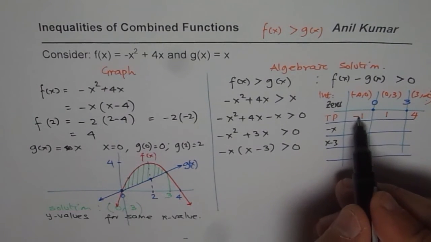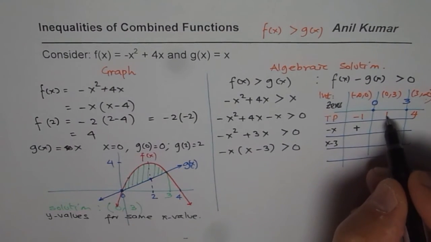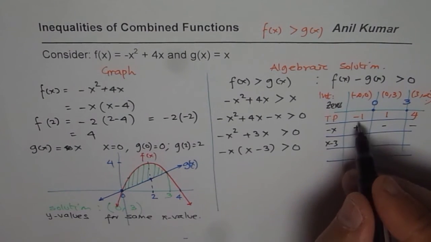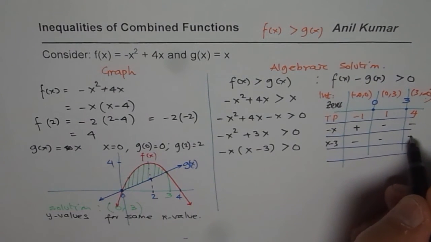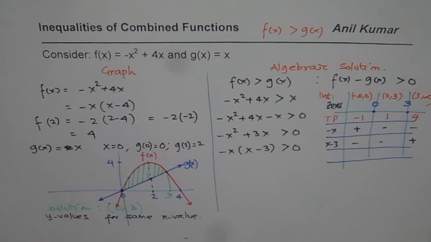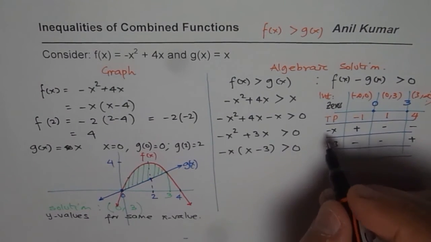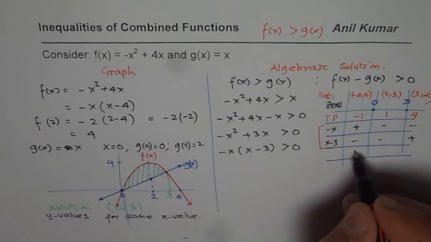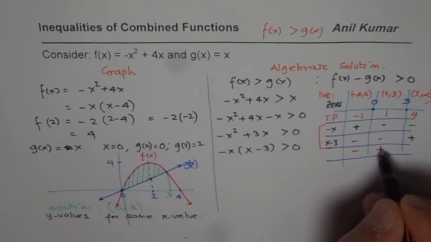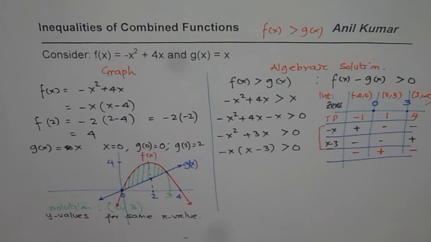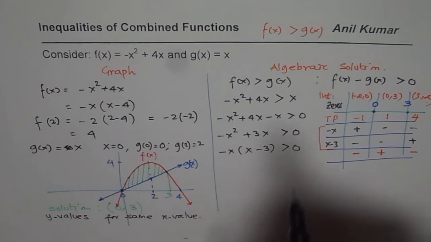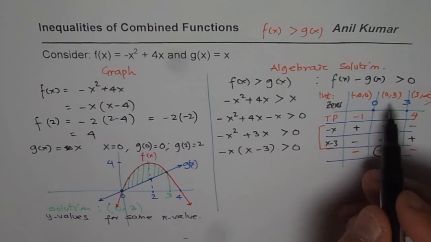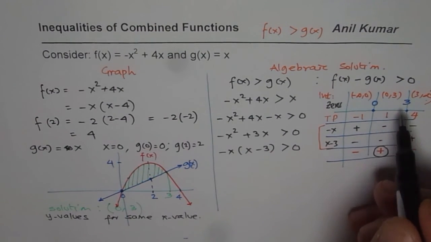If I substitute minus 1, I get a positive value. If I substitute 1, I get a negative value. For 4, I get a negative value. x minus 3 will give me negative, negative, and then positive. When I multiply these two, what happens? In this particular case it is negative, then it's positive, and here it is negative. Since we are looking for greater than 0, that is our answer. The positive value is within the interval 0 to 3, right?